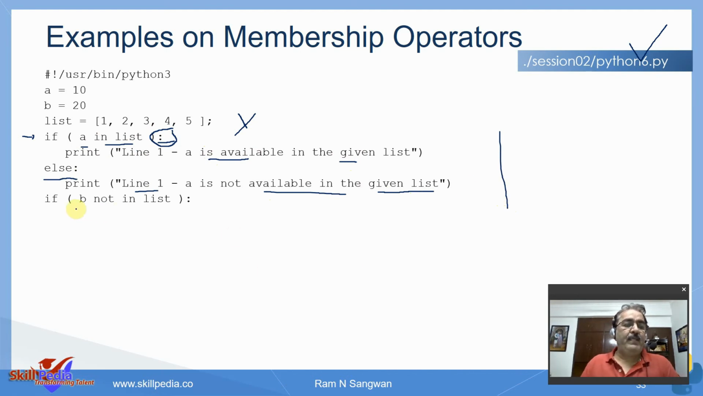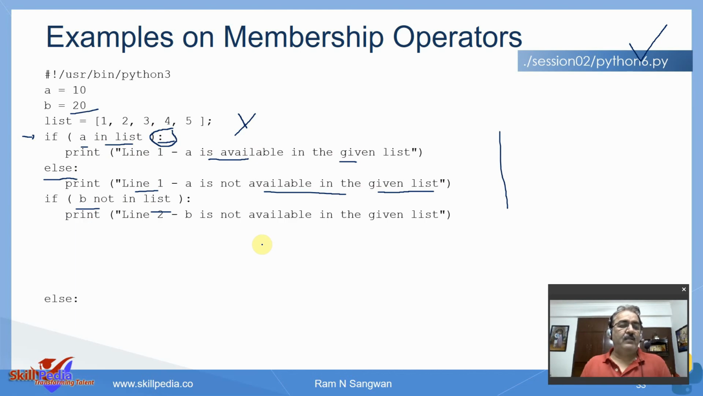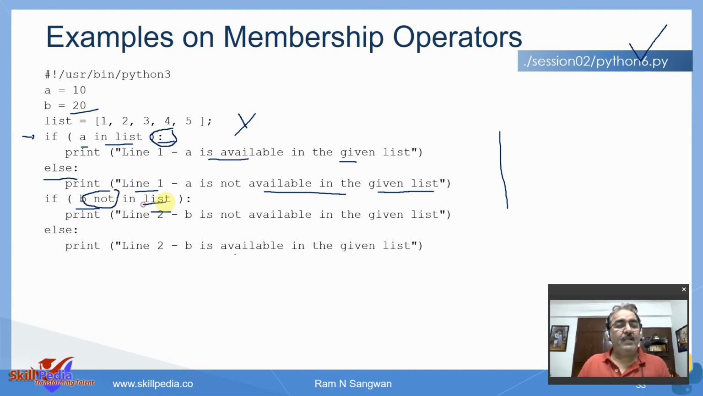Second, if B is not in the list, B is 20, even B is not there, so I'll get the answer B is not available. Oh, sorry, not in. B is not in list. Yeah, it is not in the list. So you will get this answer. B is not available in the given list.